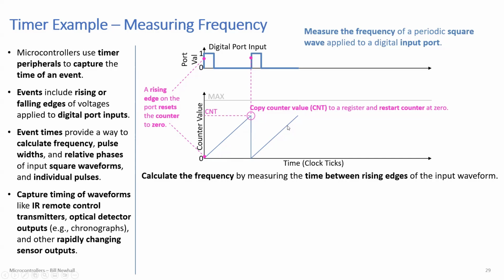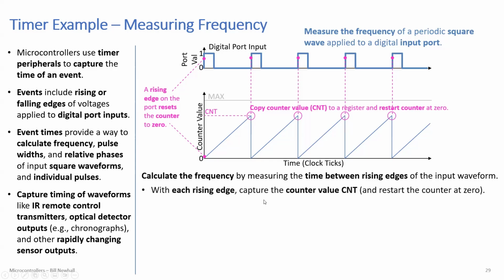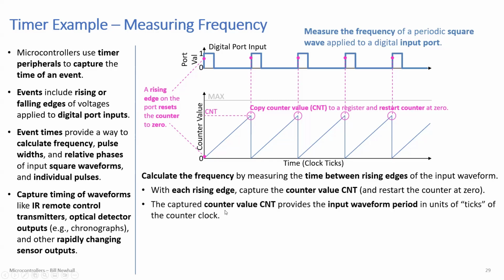The counter resets to 0, keeps climbing, and then you get another rising edge. Right? Capture that value. Okay, and then it keeps going. Right? So let's assume a regularly spaced, constant frequency square wave here. Okay, so with each rising edge, we're going to capture that value and restart the counter at 0.